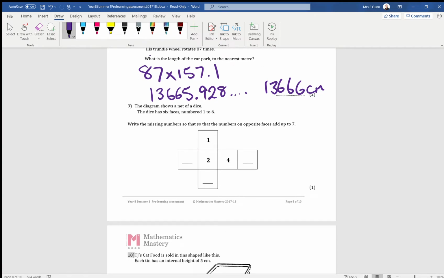So, the diagram shows a net of a dice. The dice has 6 faces. So this is a real visual thing where you've got to work out how it's going to be folded up.